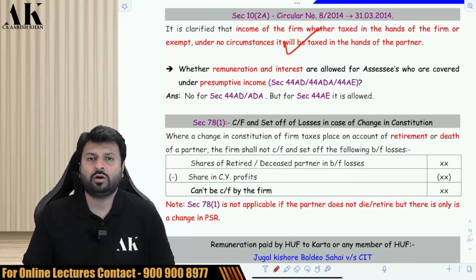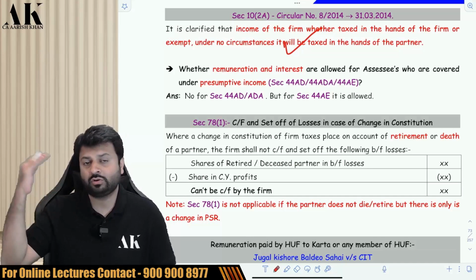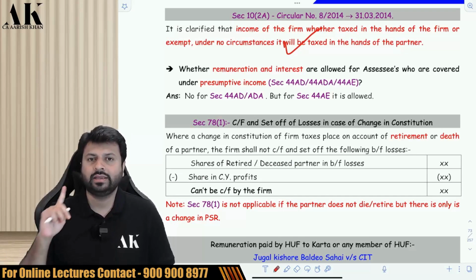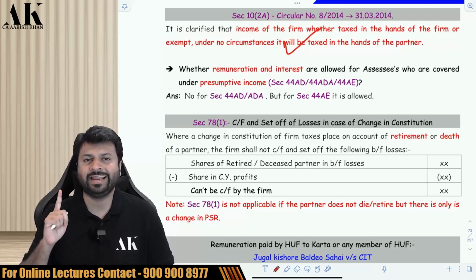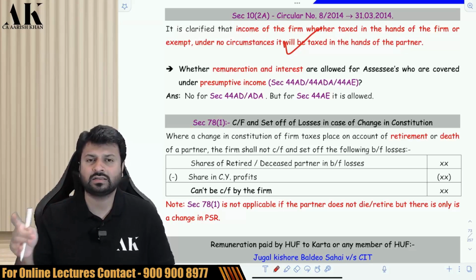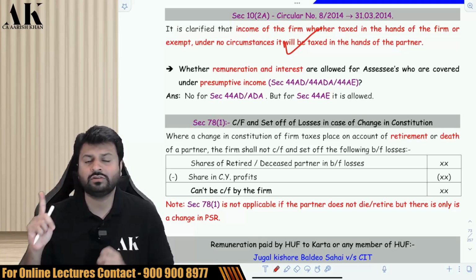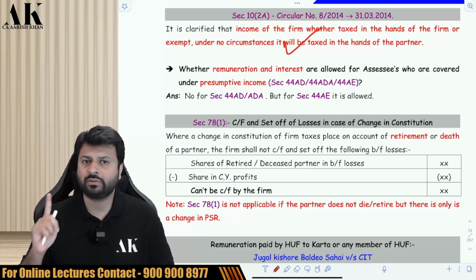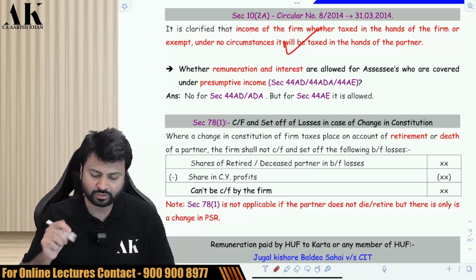Will an assessee opting for 44AD, 44ADA, 44AE get the benefit of remuneration and interest deduction? The answer is no for 44AD and 44ADA, and yes for 44AE, which I have told you earlier also. I have interlinked here also. In case of presumptive income under 44AD and 44ADA, you do not get the deduction of remuneration and interest paid to partners. But in case of the truck wala section 44AE, you get the benefit of remuneration and interest deduction over here. You can check it over here.